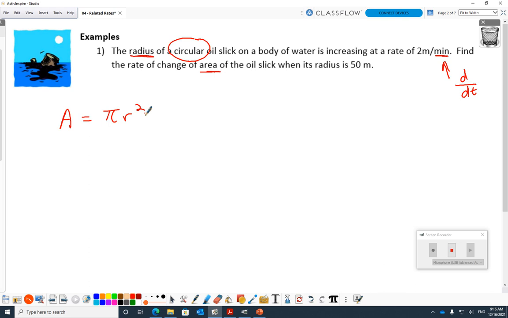Well, even though it's a circle, it can't corner a circle. Okay, you know what? A equals pi r squared. Now, this told me what I'm going to do. I'm going to take the derivative with respect to time, and we know how to handle this situation now.